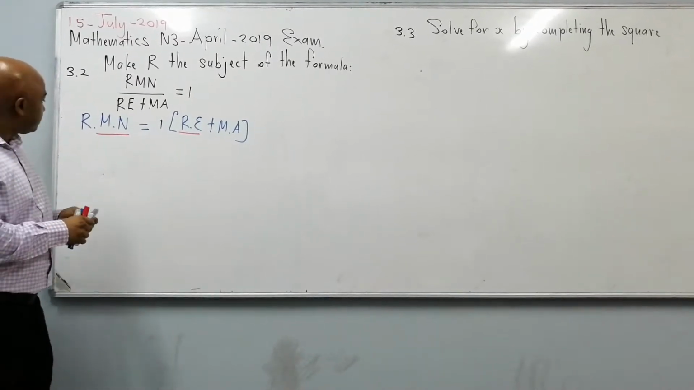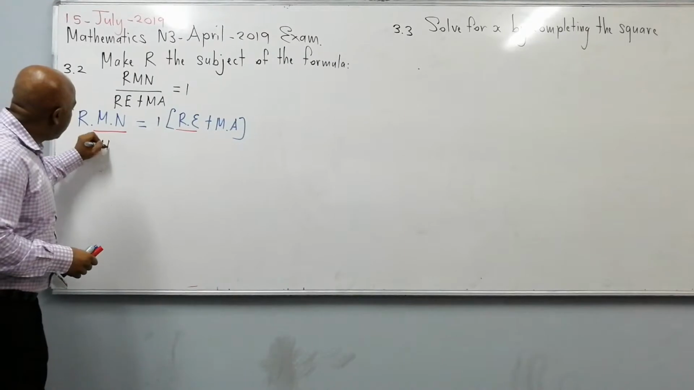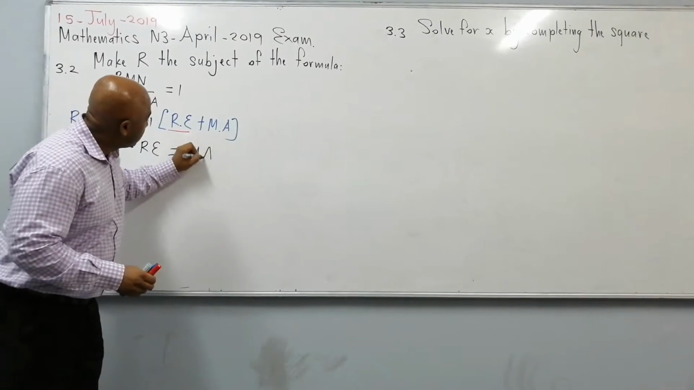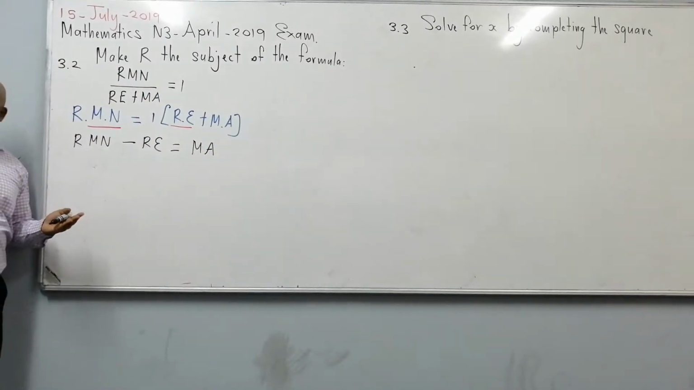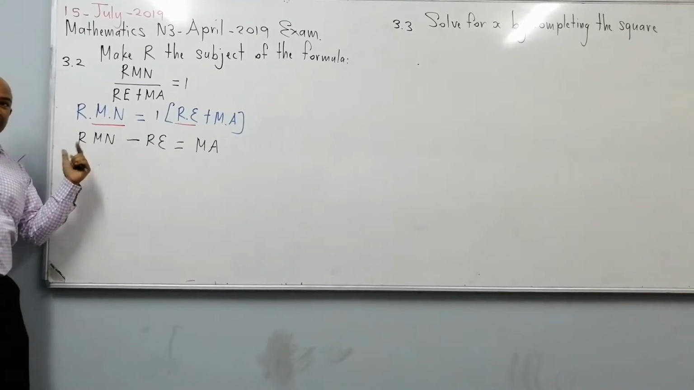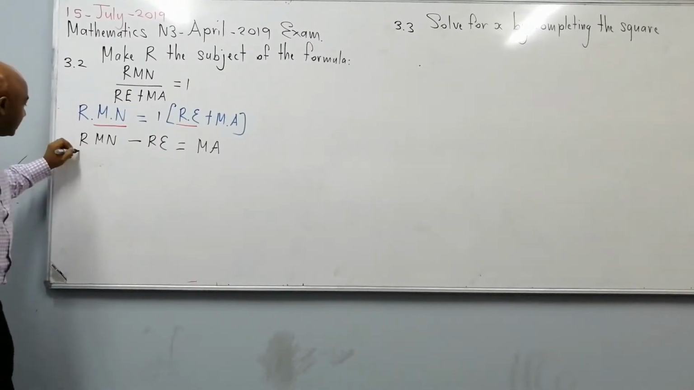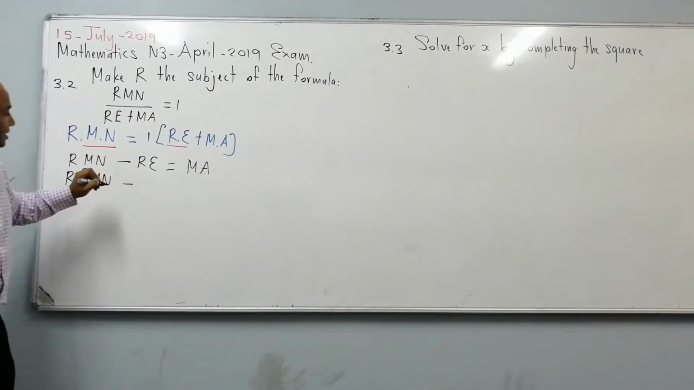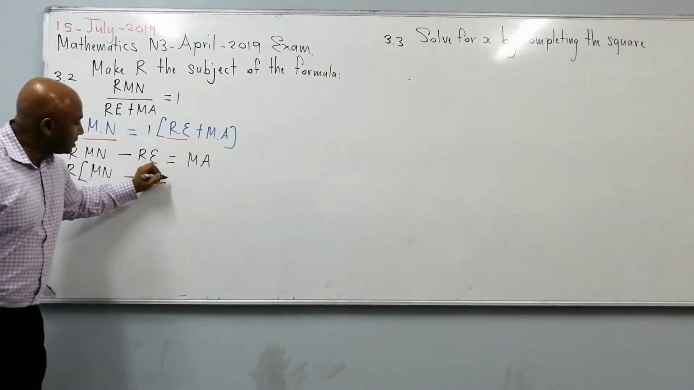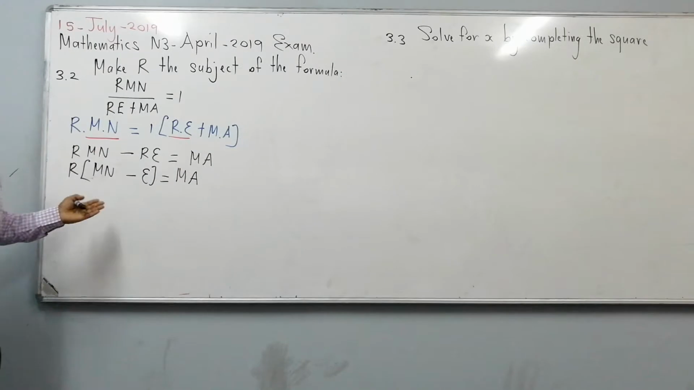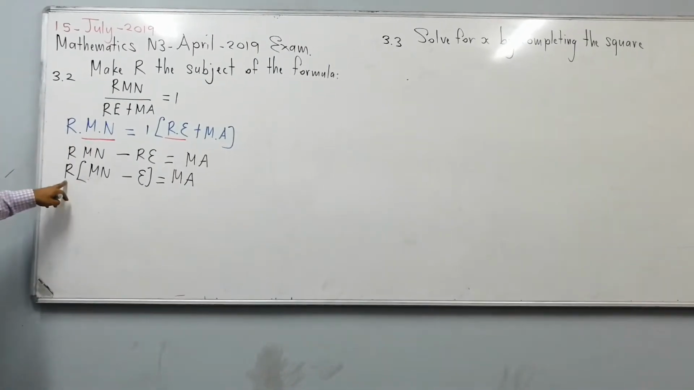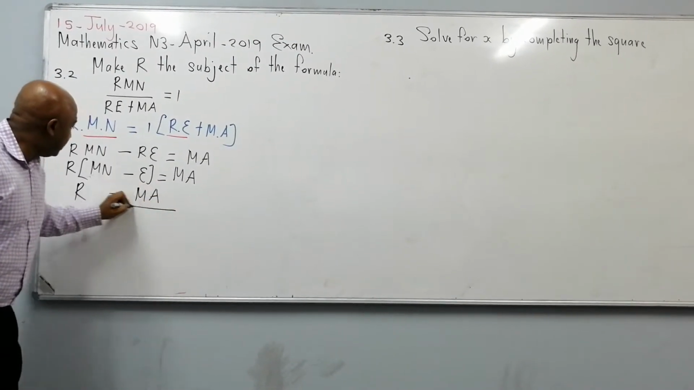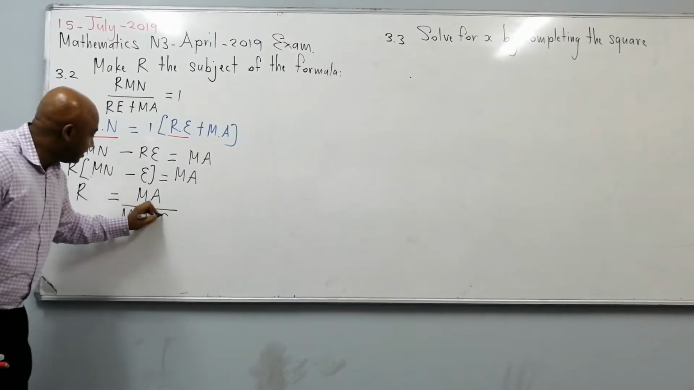Now I've got R times M times N minus R times A is equal to N times A. You can see nothing too difficult here. Now I've got both terms with R on one side. I can take out R as a common factor. If I take out R, I'm left with Mn minus E is equal to Ma. This one was an easy one compared to the other ones that we did. All I have to do now is divide. So R is equal to Ma all divided by Mn minus E.